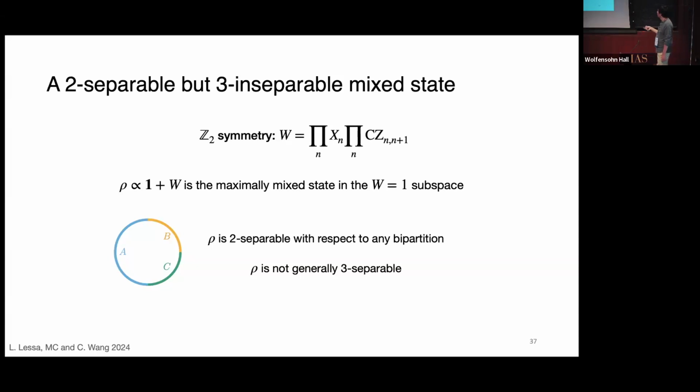One can show, using what I told you on the earlier slide, that rho is 2 separable with respect to any bipartition, but it's not 3 separable for this kind of tripartition. It's a weird state that goes against the intuition we have about pure states. For pure states, if you have a 2 separable state with respect to any bipartition, it's 3 separable for this kind of tripartition. But for mixed states, you can have this weird state sitting in between 2 separability and 3 separability.